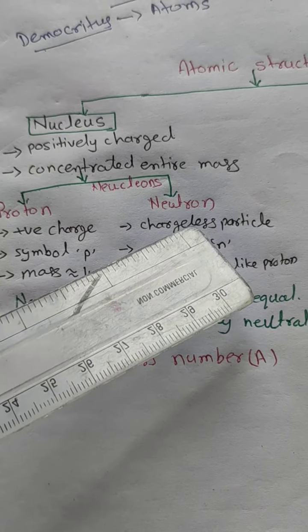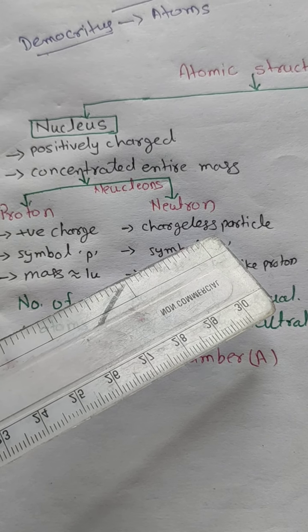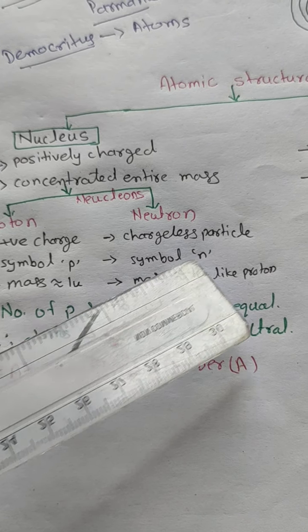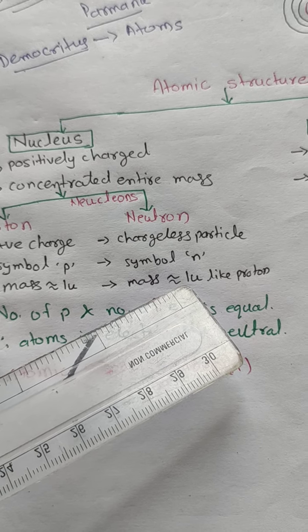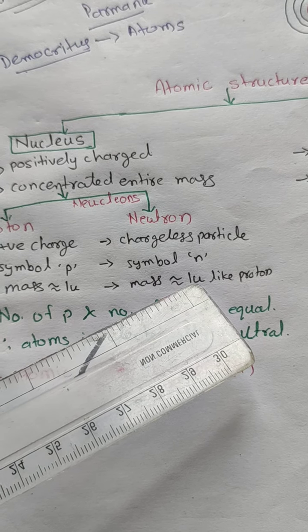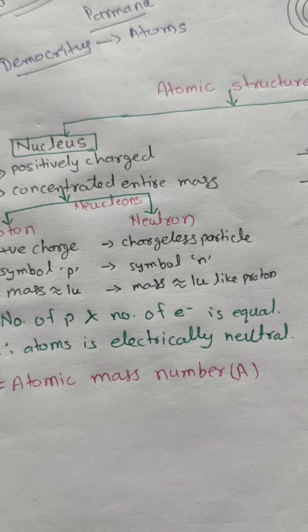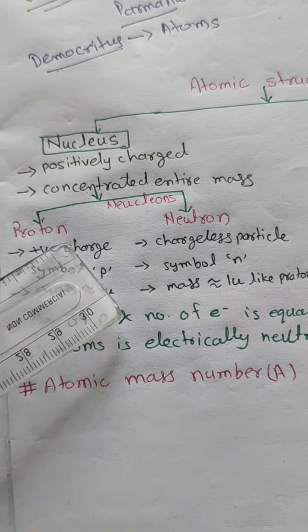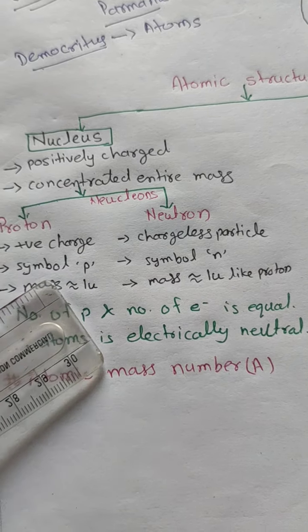And neutron is a chargeless particle. It is present in the nucleus, but it is chargeless. Its symbol is a small letter n. The mass of neutron is also approximately 1 atomic unit, 1 U, like a proton. Both proton and neutron together are called nucleons. Both are present in the nucleus.